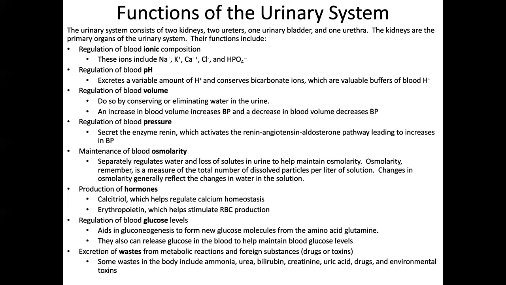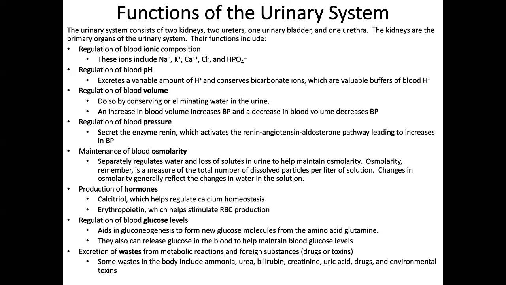And functions of the kidneys include the regulation of our blood ionic composition. So keeping the ions like sodium, potassium, calcium, chloride, and hydrogen phosphate in check or in correct balance. Regulating blood pH through the excretion of variable amounts of hydrogen ions, or in some cases conserving bicarbonate ions, which are valuable blood buffers of hydrogen ions. Regulation of blood volume, which refers to the amount of blood that we have, which is easily done by just conserving or eliminating water in urine.